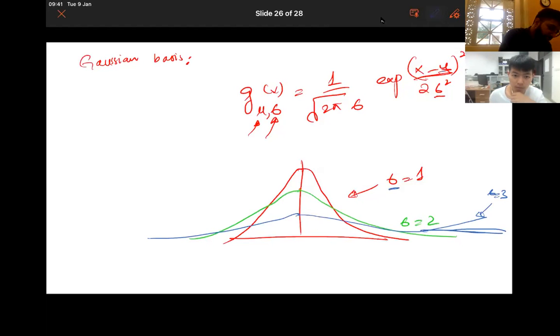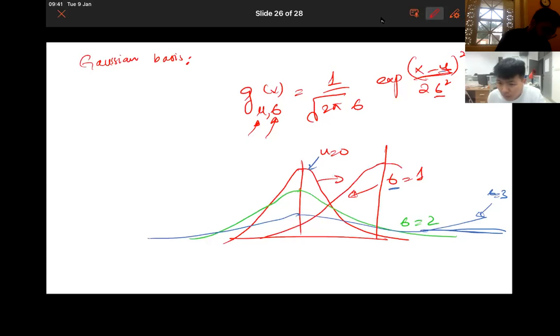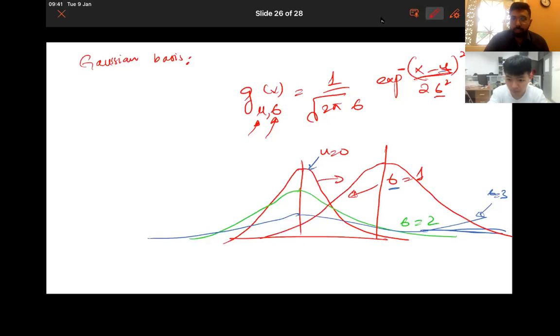So this is, sorry, this is mu equal to 0. If you make mu equal to 1, this would just shift this to 1, like this. Exactly the same function, just shifted. Of course, there should be a minus in the exponent, because if there isn't any minus in the exponent, it will just go up, increase. Okay, so that's how a Gaussian function looks.